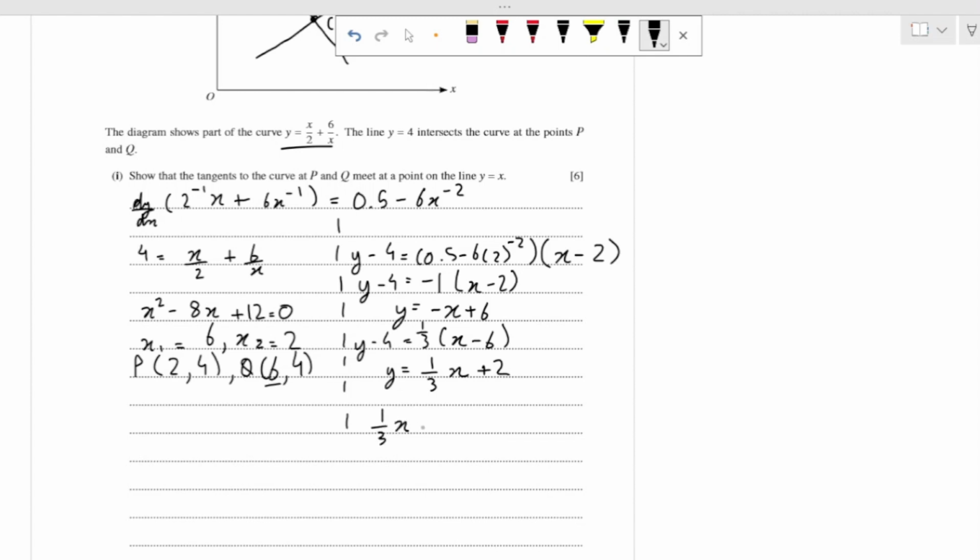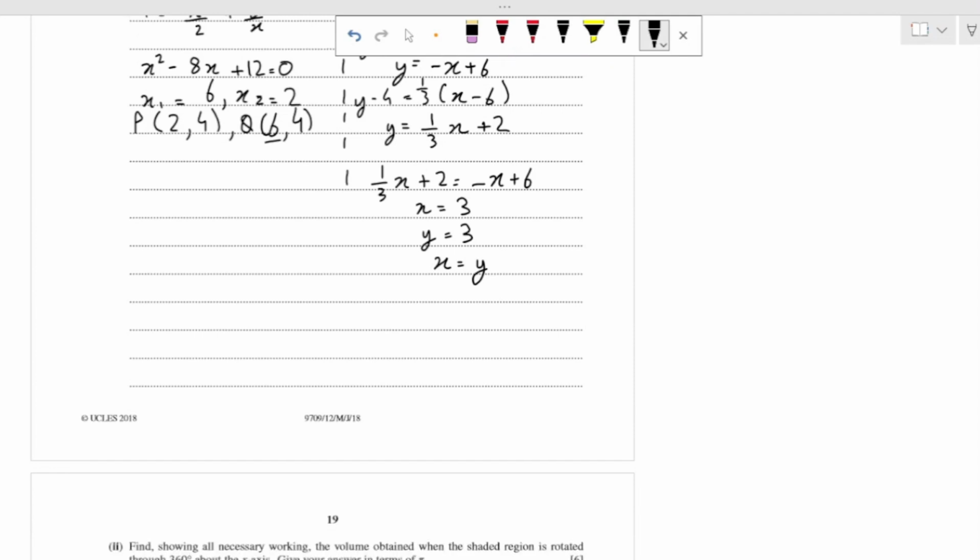1 by 3x plus 2 is equals to minus x plus 6. And when we solve this, we're going to get a value of x that would be 3. And when you would substitute this x value into any one of these equations, you would get the value of y of 3 as well, hence saying that x is equals to y, and it lies on the line x equals to y.